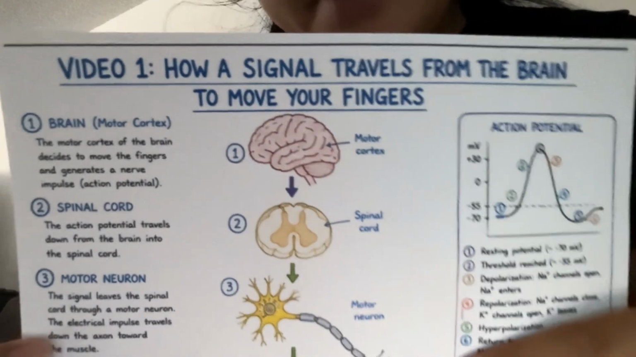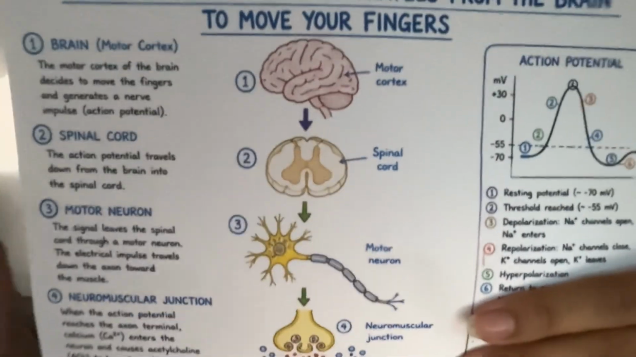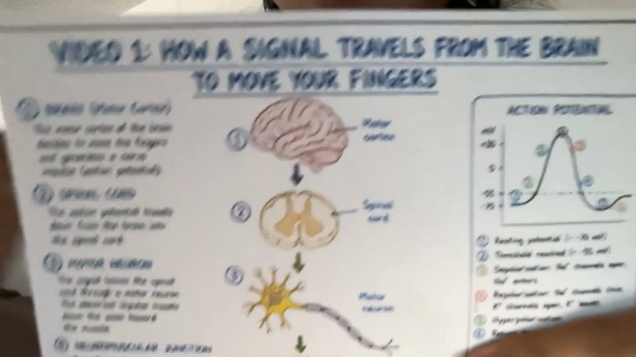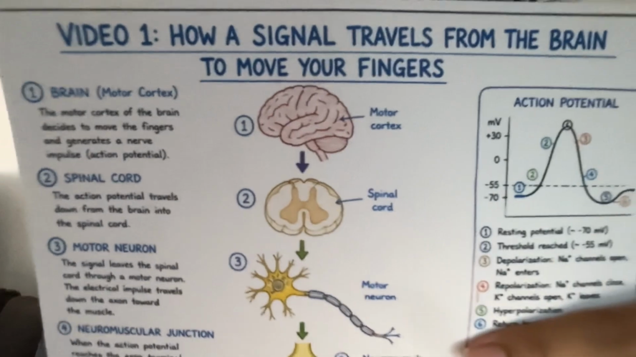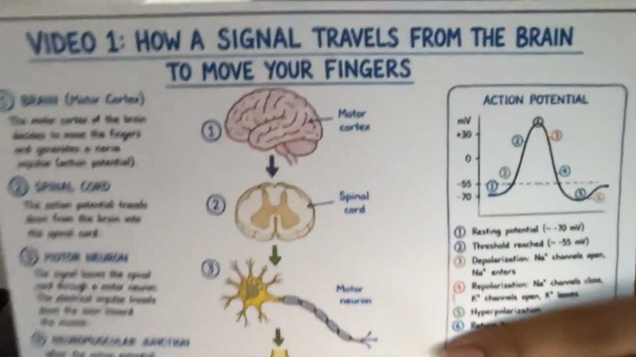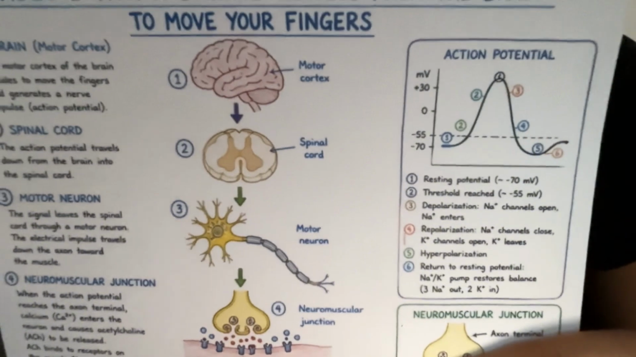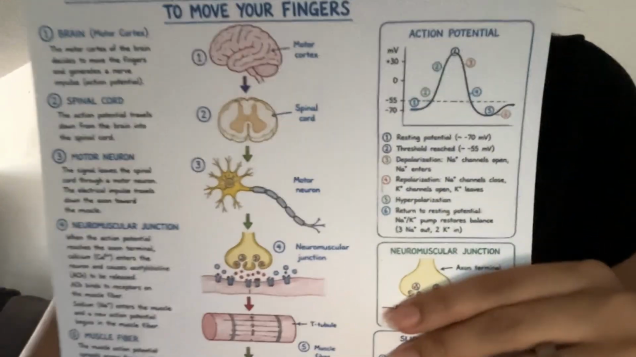First, we have the brain. Everything begins in the primary motor cortex, which is a part of the brain responsible for voluntary movement. When I decide to move my fingers, neurons in the motor cortex create an electrical signal called an action potential, which is right here. This action potential is the message that tells my muscles when it's time to contract.